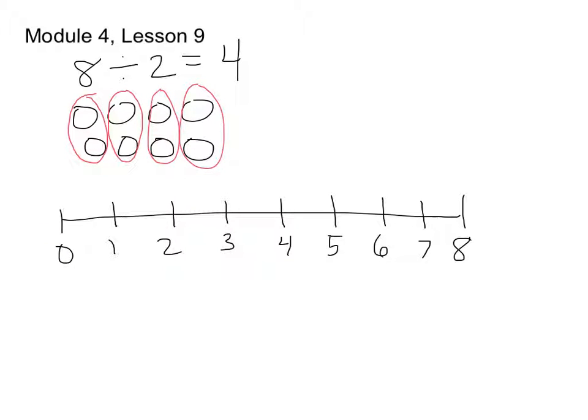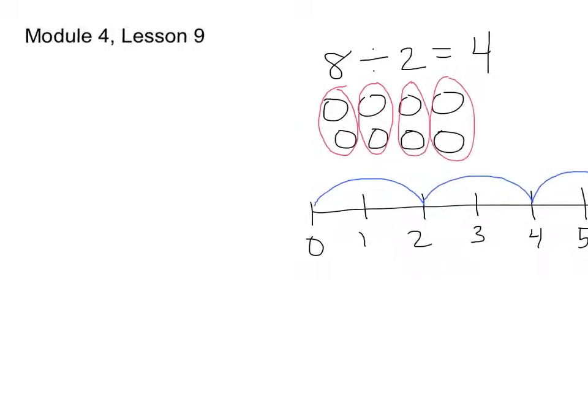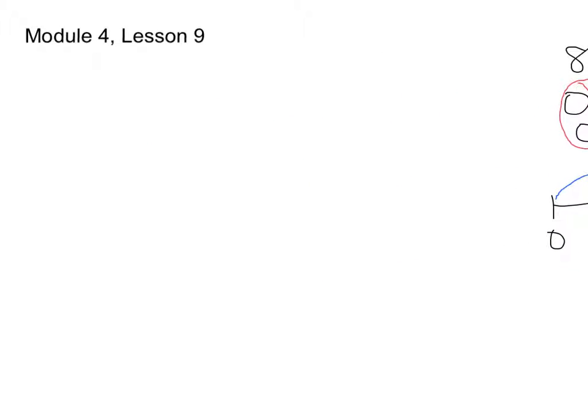Down here, we're going to hop. Let's use a new color. So, boom. See how I hop from 0 to 2? That's a 2 hop. Boom, another 2 hop. Boom, boom. How many hops did we make? 4. Okay? That's really obvious, I know, when we're talking about nice, easy whole numbers. But let's look at the same idea if we're using a fraction. This time I'm going to do 8 divided by 1/2.